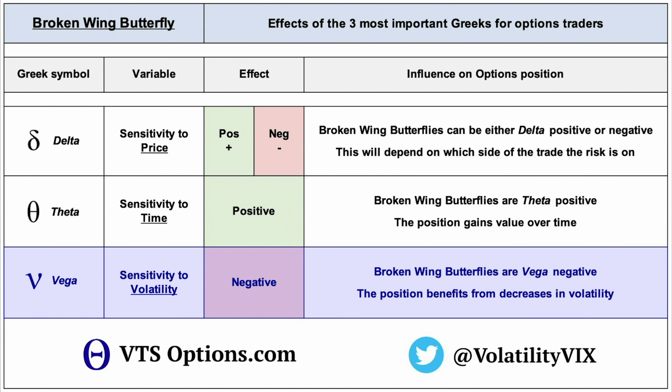They gain value with decreases in volatility. And this is essentially because we are selling twice as many of the middle strike as the two single contracts on the outside. So if volatility goes down, those short contracts in the middle profit. But now let's go over an example of a trade that I already have open in the VTS Options portfolio.